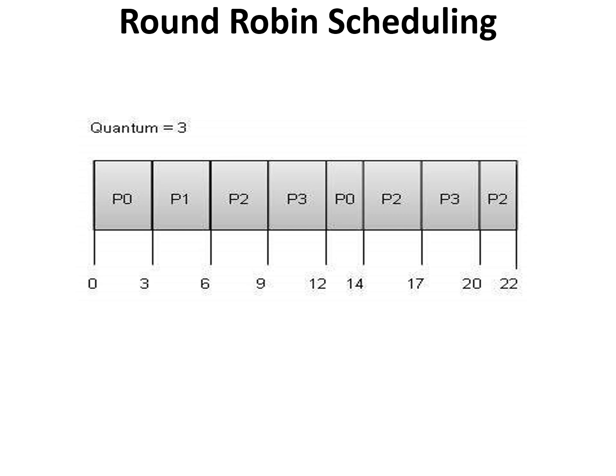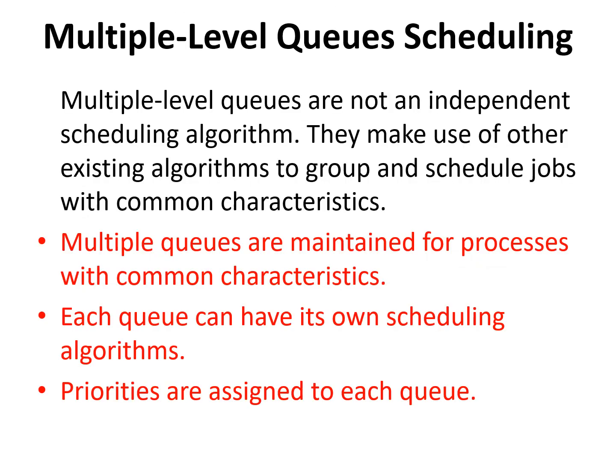Next and last is the scheduling algorithm called multi-level queue scheduling. So what is multi-level queue scheduling? Multi-level queues are not an independent scheduling algorithm like FCFS, shortest job first, priority based scheduling, shortest remaining time, or round robin scheduling. This is a dependent scheduling algorithm. How is it dependent? They make use of other existing algorithms to group and schedule jobs with common characteristics.